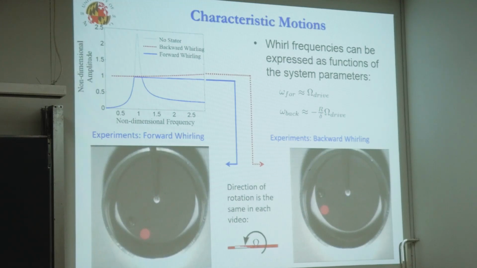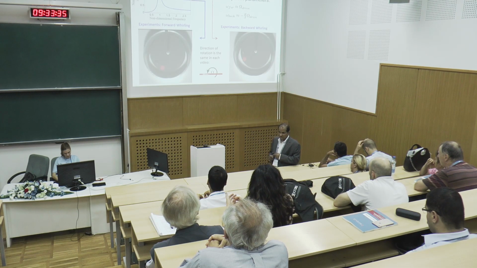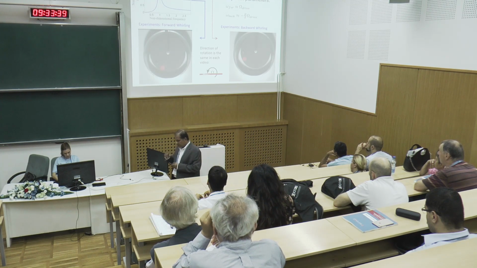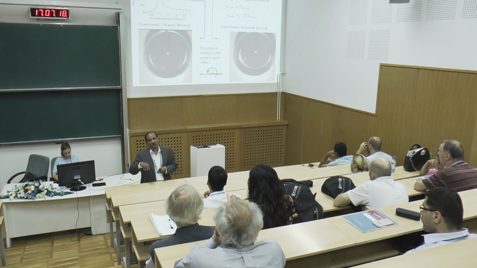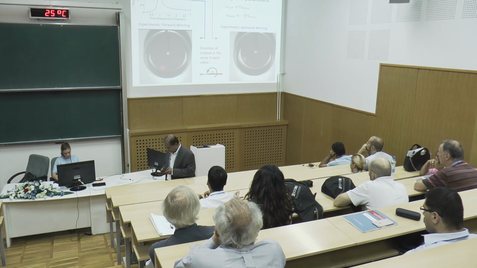So the question is, can I use noise to steer my response from a large amplitude forward whirling to a lower amplitude forward whirling, or from a backward whirling branch to a forward whirling branch? That's what I would like to know. If I could do that in practice, then I could add the noise input to my torque input, and then move my response to something which is more desirable for my system.